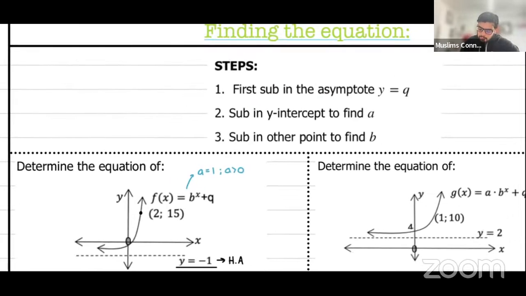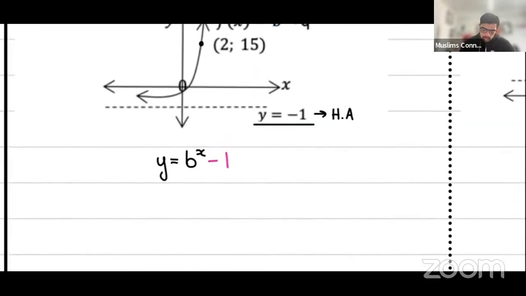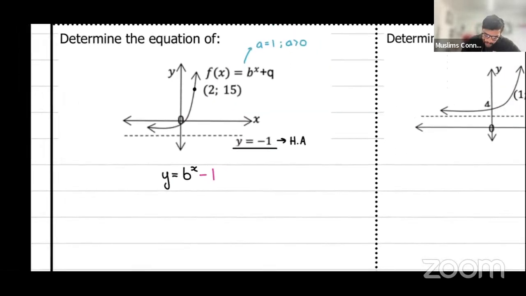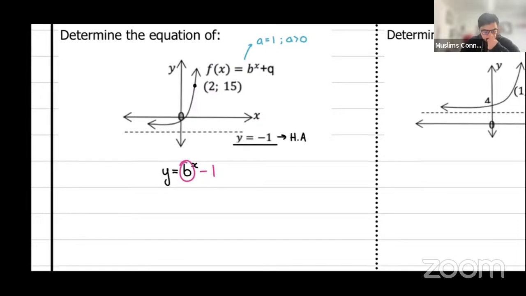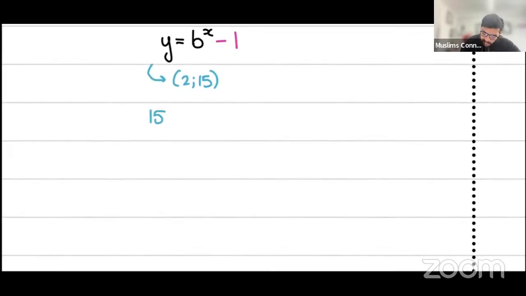So that's step number 1: first sub in the asymptote y is equal to q. We know the asymptote, so we know q. Now we have an unknown, so we need an extra coordinate, x and y, to substitute in. That's why they have given us (2, 15). So we take (2, 15) and sub it into this equation, where y is 15 and x is 2.